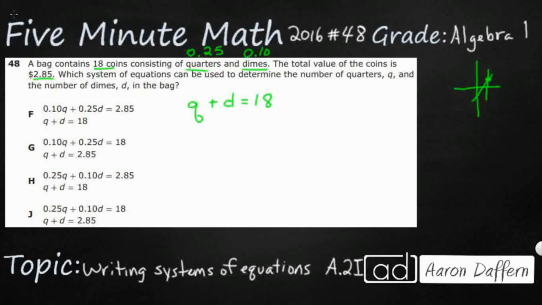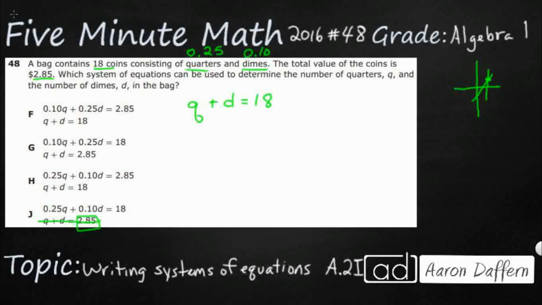So you see we have that in all three of our answers, F, G, and H. In J, they kind of mix it up. They give us that 285. That's the value of the coins. That's not the number of the coins. So a system of equations is at least two linear equations that use the same variables here, Q and D. So that's how you can solve them. All right, so Q plus D equals 18.